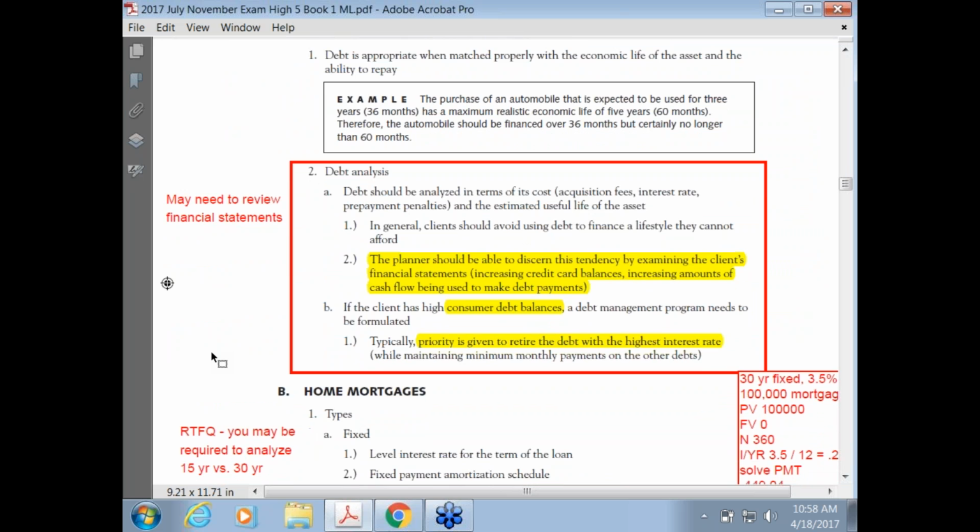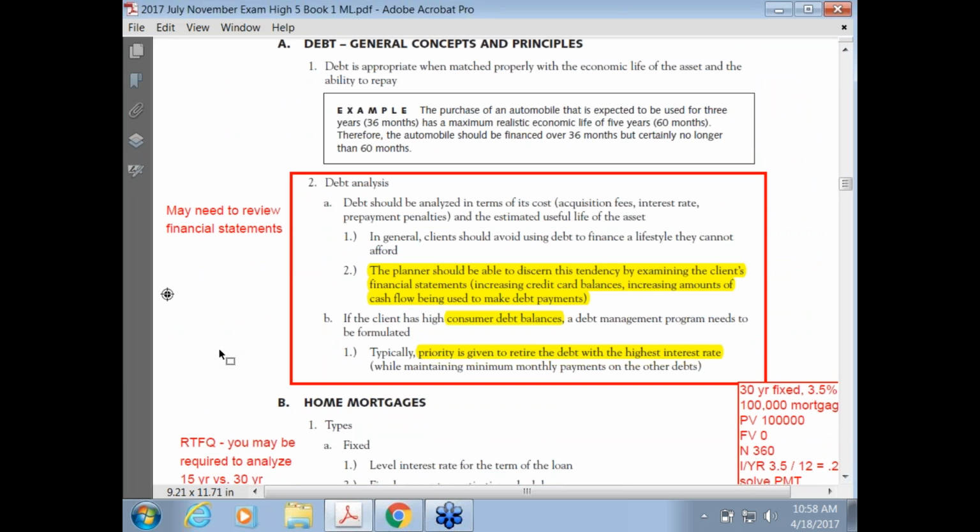I would study the debt section pretty well. That's kind of a renewed focus for the exam. None of these topics are really hard, and you have personal experience with a lot of this stuff, but there has been some renewed emphasis in recent exam cycles to take a look at various debt scenarios and what you might recommend.